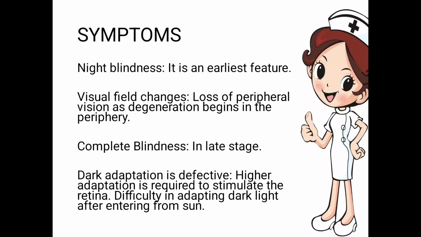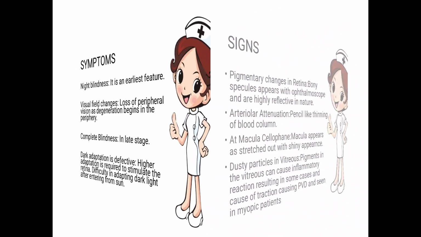Dark adaptation is defective. The person can complain that he or she finds it very difficult to adapt to dim light after entering from the sun. If he is in the sunlight and then enters a room, it creates issues, and he is not able to recognize very quickly where things are. So this is dark adaptation.